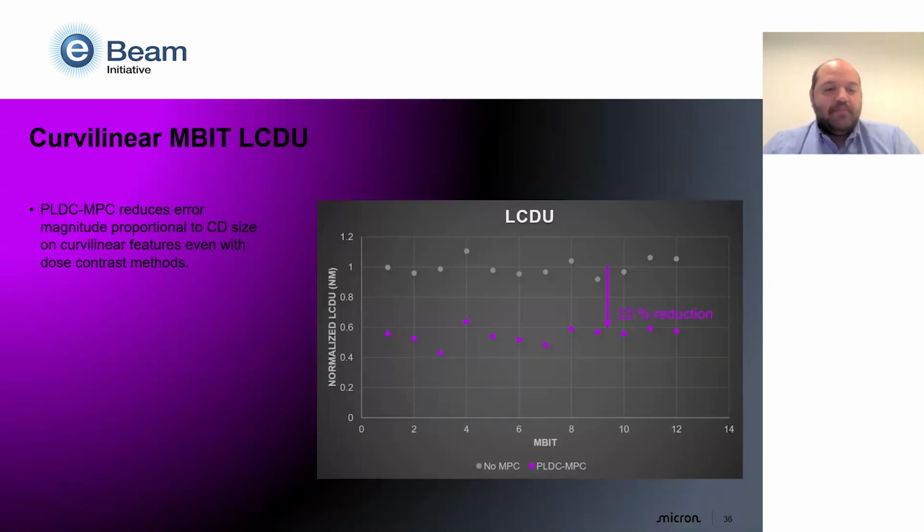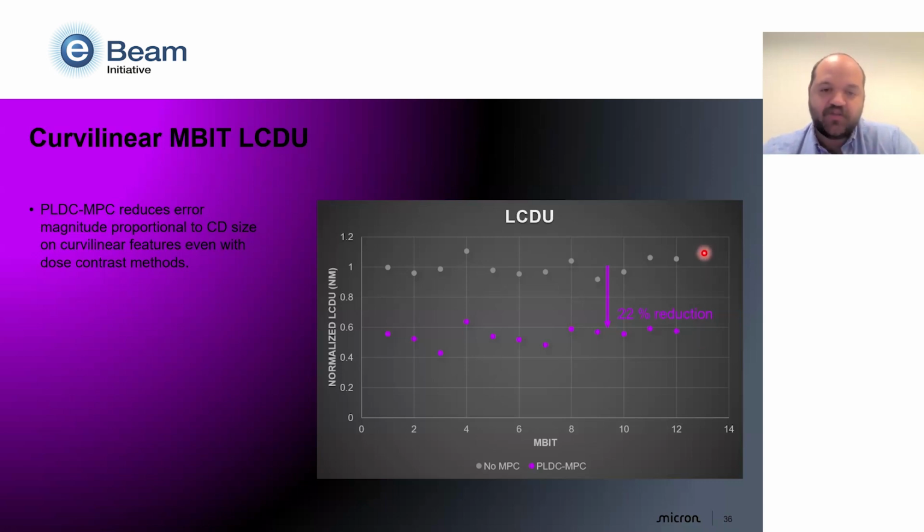Next, we'll talk about that M-bit LCDU, so the stability of that feature to itself. So PLDC-MPC reduces error magnitude proportional to CD size on curvilinear features, even with dose contrast method. So the no MPC case shown before is using the PLDC dose contrast only, as opposed to dose contrast plus the geometry correction that the PLDC-MPC includes.